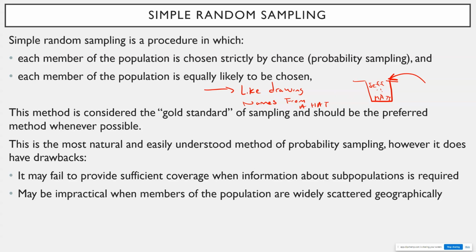This method is considered the gold standard of sampling and should be the preferred method whenever possible. This is the most natural and easily understood method of probability sampling. However, it does have some drawbacks. It may fail to provide sufficient coverage when information about subpopulations is required. For example, if you need to collect data on all different subgroups, and one subgroup is incredibly small compared to the other, if you randomly select people, you might not get that very small subgroup. And sometimes it may be impractical when members of the population are widely scattered geographically. Not so much these days with the advent of cellular phones, but it could be impractical. So sometimes we need different methods.